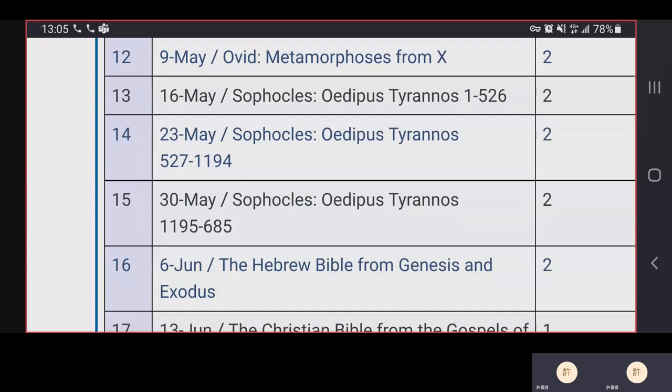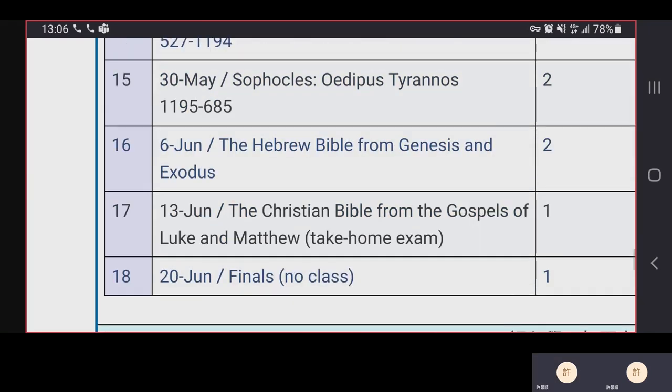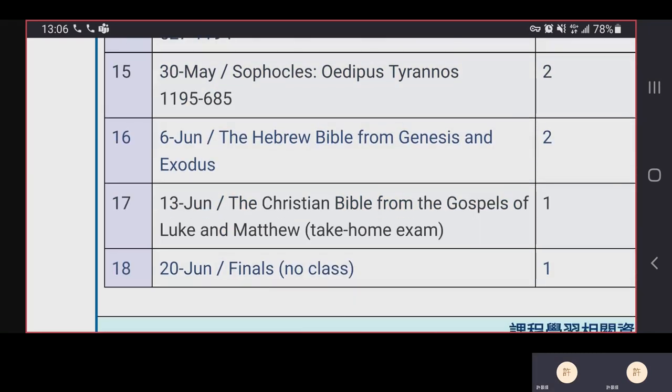I should tell you that the file on Moodle for Oedipus Tyrannos is not the final one. The translation that I have is kind of difficult. So I'm trying to track down an easier translation, but it's not here yet. The library tells me it should be here before week 13. So if it arrives before week 13, I will update everything and we'll use the easier translation. If it doesn't arrive before week 13, good luck. I'll try to help you as much as I can. So that's 13 to 15.